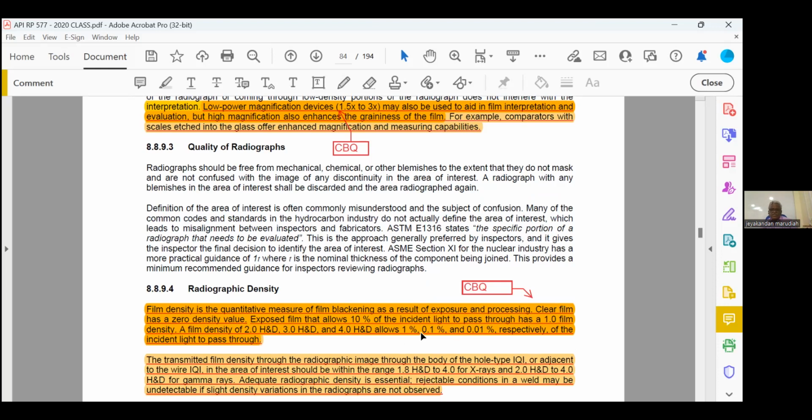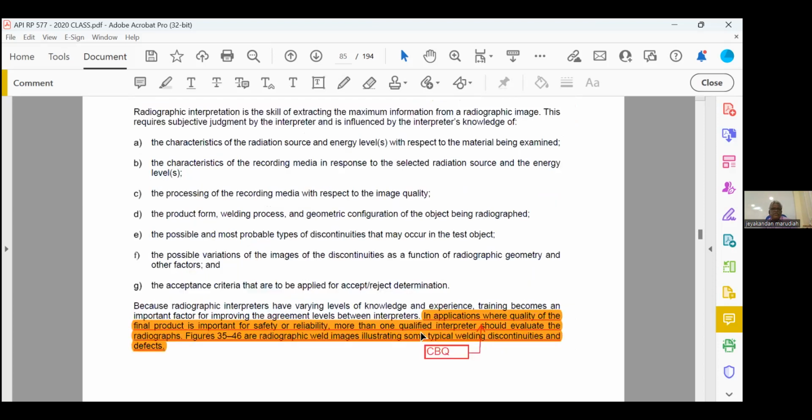Just to highlight. Then page number 76, last paragraph. In applications where the quality of the final product is important for safety or reliability, more than one qualified interpreter should evaluate the radiograph. So critical, two people should evaluate the radiograph. That is closed book.